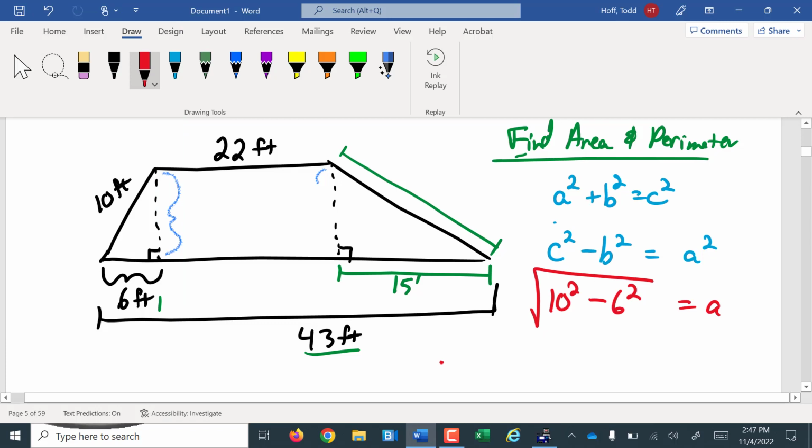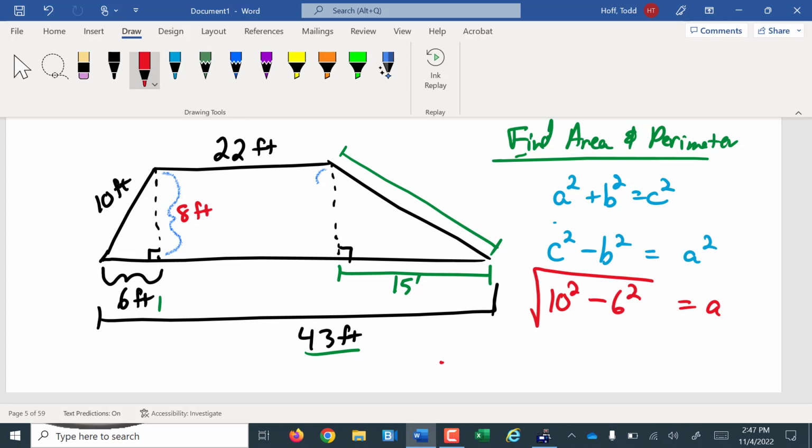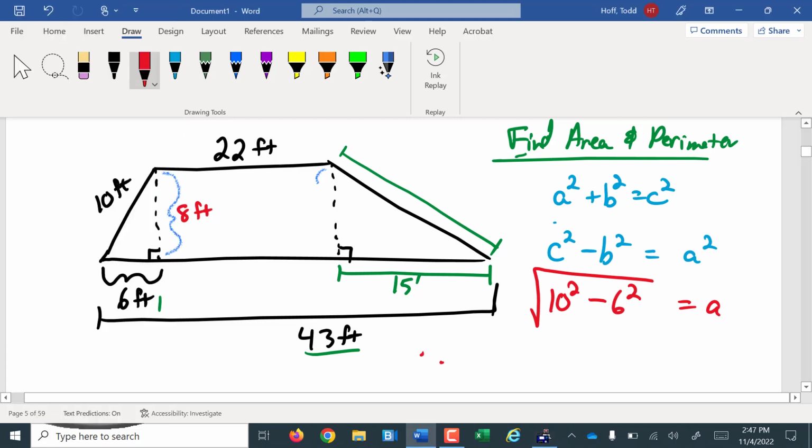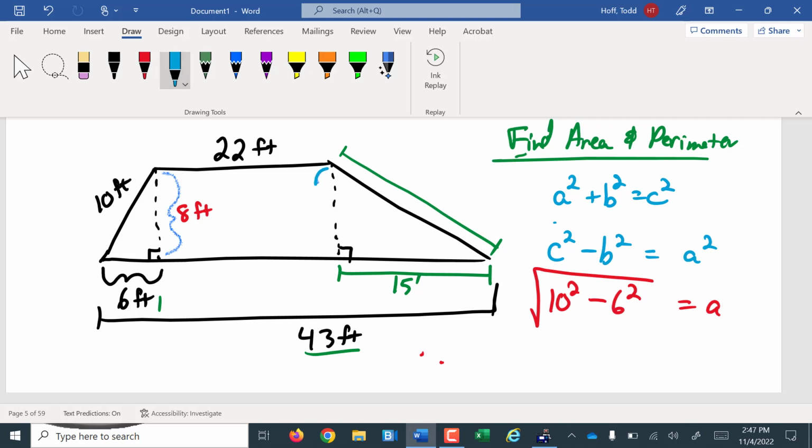Ends up giving us that a equals? The square root of 10 squared minus 6 squared should give us 8. So there we go, we get 8 there. Which means that this dimension here is 8 feet, because these two sides are parallel, which means they're always the same distance apart. So they're both always 8 feet apart.